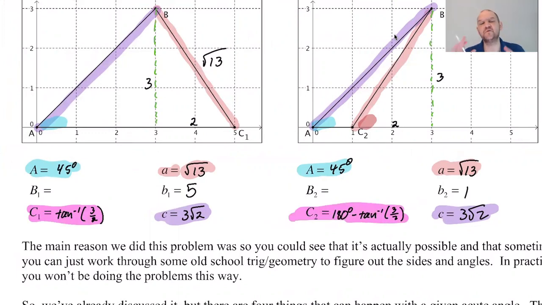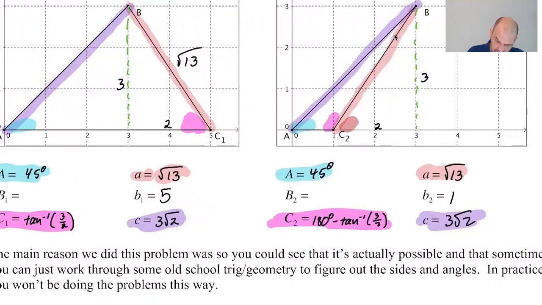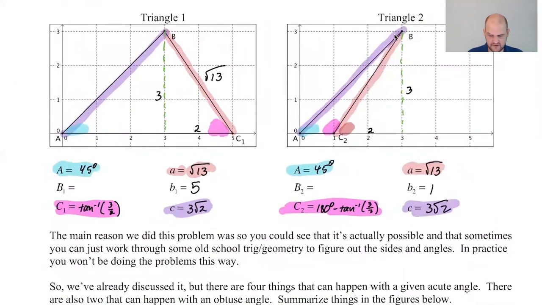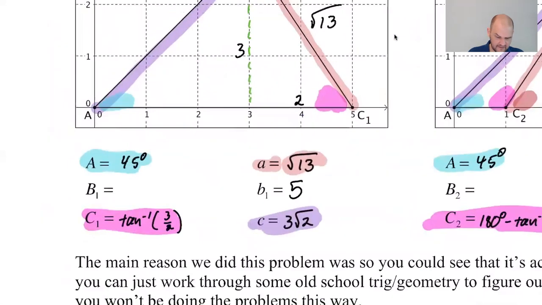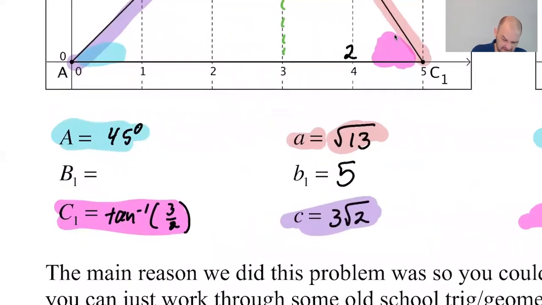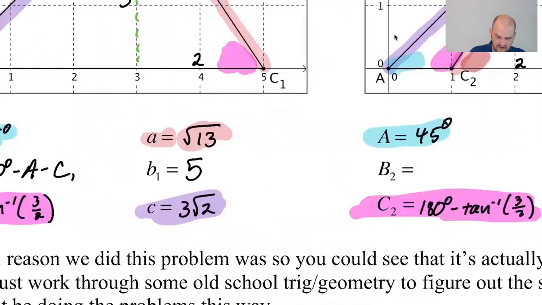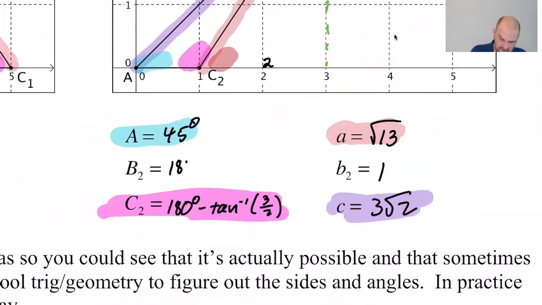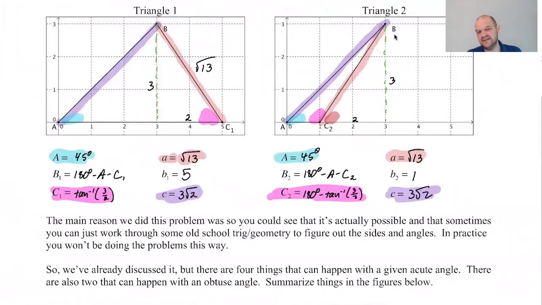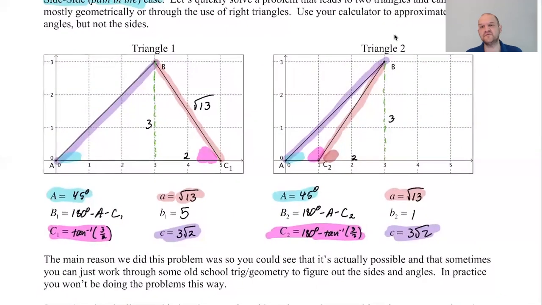That is the key to solving the ambiguous case. You're going to end up using the law of sines in general to find this angle, which is really the only thing you can do. And then you're going to use the supplement to find this angle. And once you know those two, you just kind of go for it. So I'm going to take the easy way out here and say that this B1 is 180 minus A minus C1. And over here, B2 is 180 minus A minus C2. So I'm kind of cheating, I guess. But there you go. So that's angle side side.